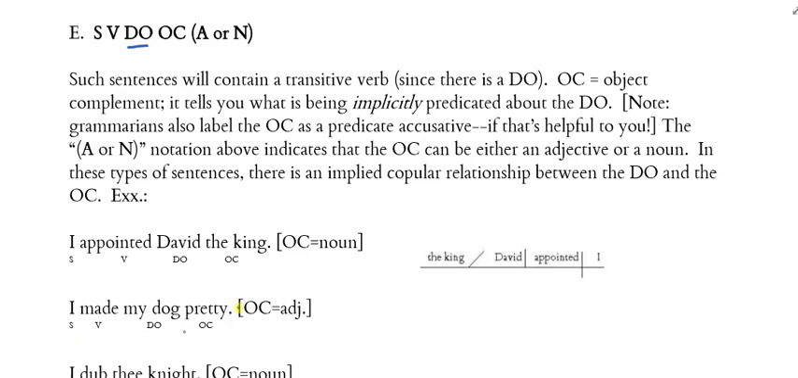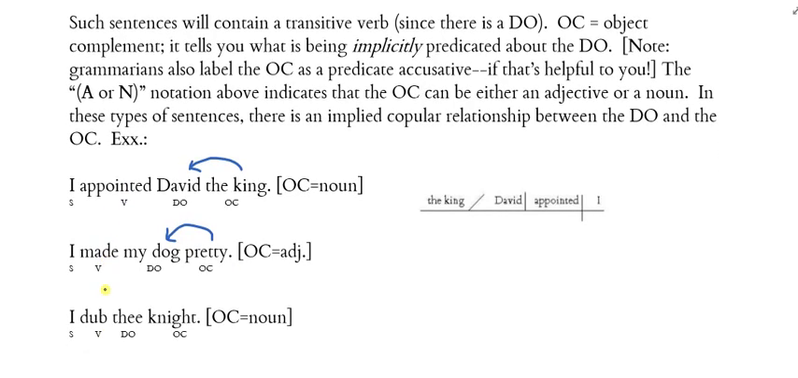I made my dog pretty. Okay, dog is the direct object, and what I made my dog to be is the object complement. The object complements are qualifying in some way what the direct object is as a result of this action. I dub thee knight. I dub thee. Thee is the direct object, and what I dub thee to be, knight, is the object complement. Okay, so object complements can be nouns or adjectives.